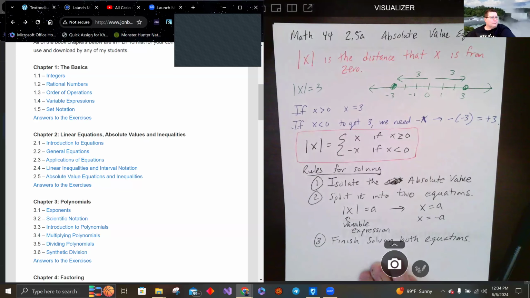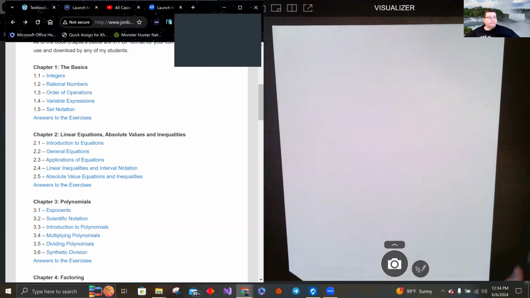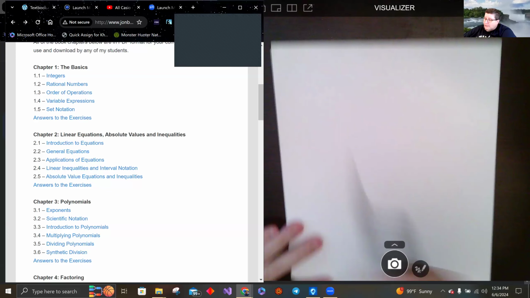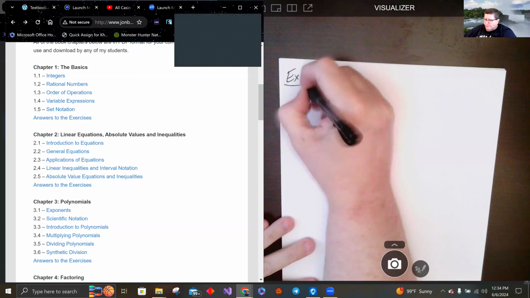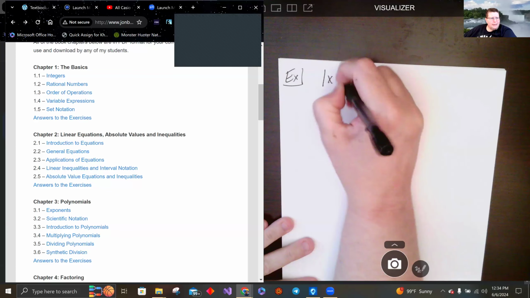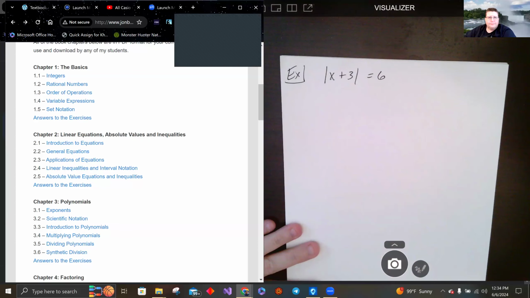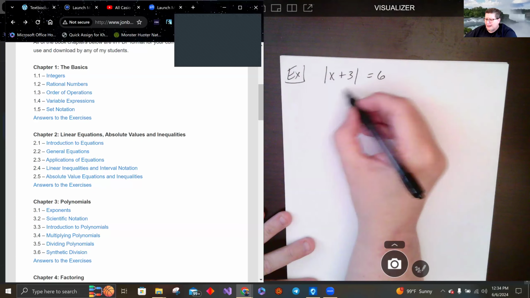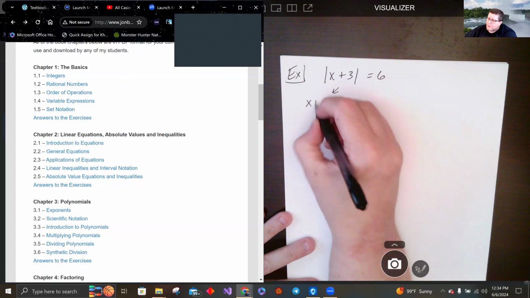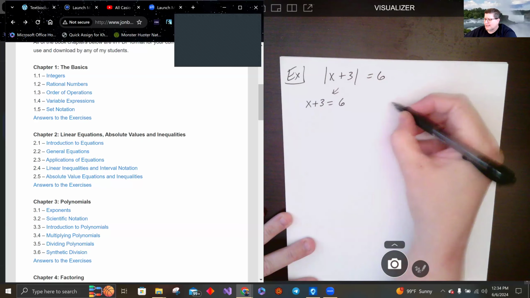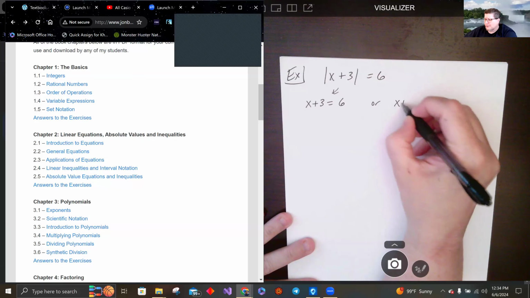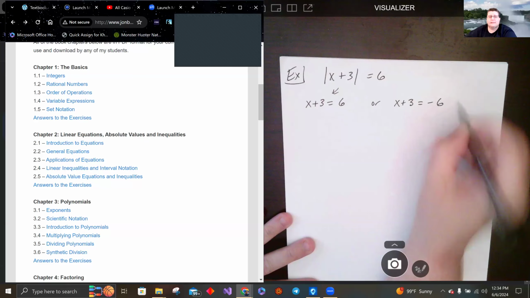Let's take a look at some examples. Absolute value of x plus 3 equals 6. We have already isolated the absolute value sign, so we're going to say x plus 3 equals 6, or x plus 3 equals -6.